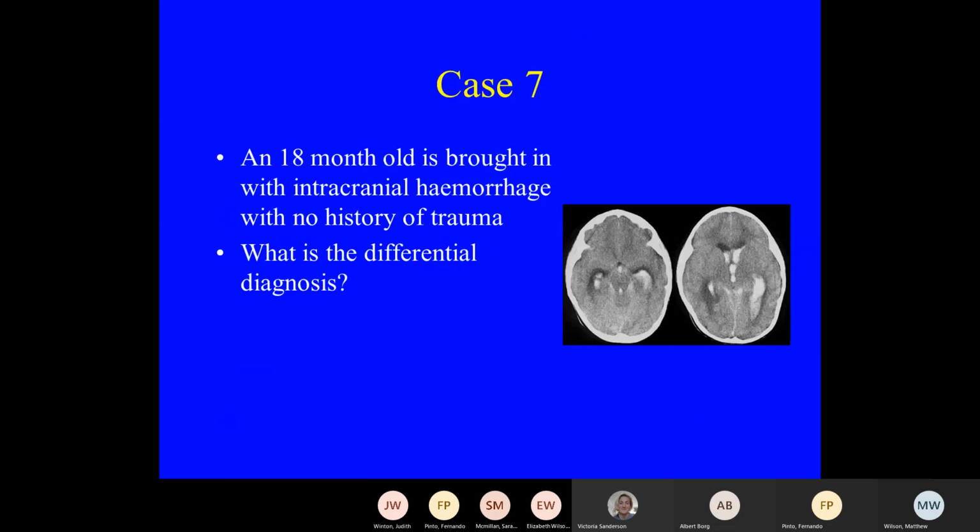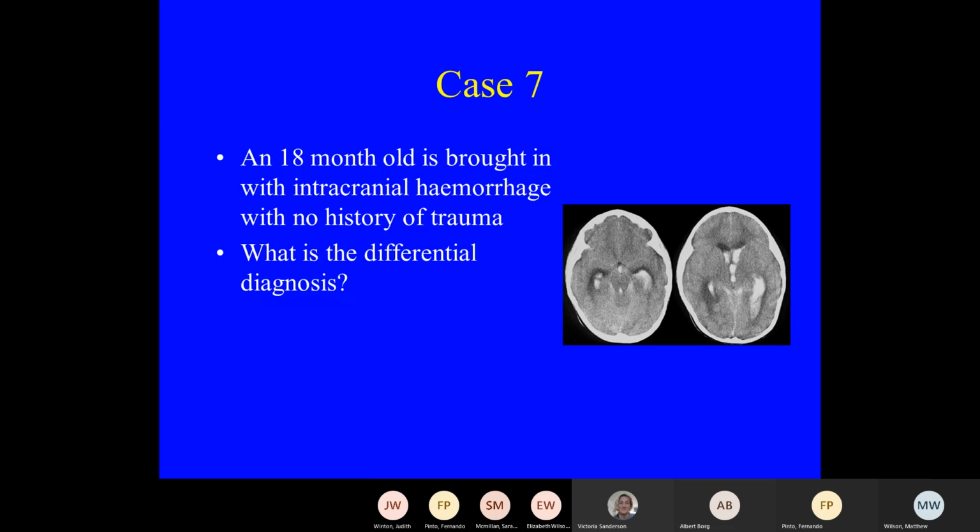So this 18-month-old is brought in with intracranial hemorrhage with no history of trauma. What is the differential diagnosis? I'm sure it's in your head now that you want to see a coagulation screening. You want to see whether the PT is very prolonged and the APTT is normal, or whether it's the other way around, the APTT is prolonged and the PT is normal.